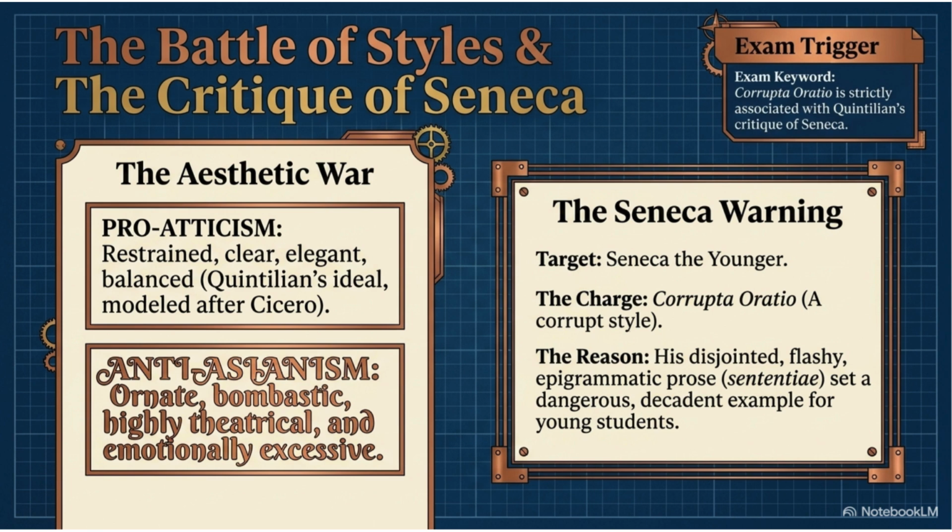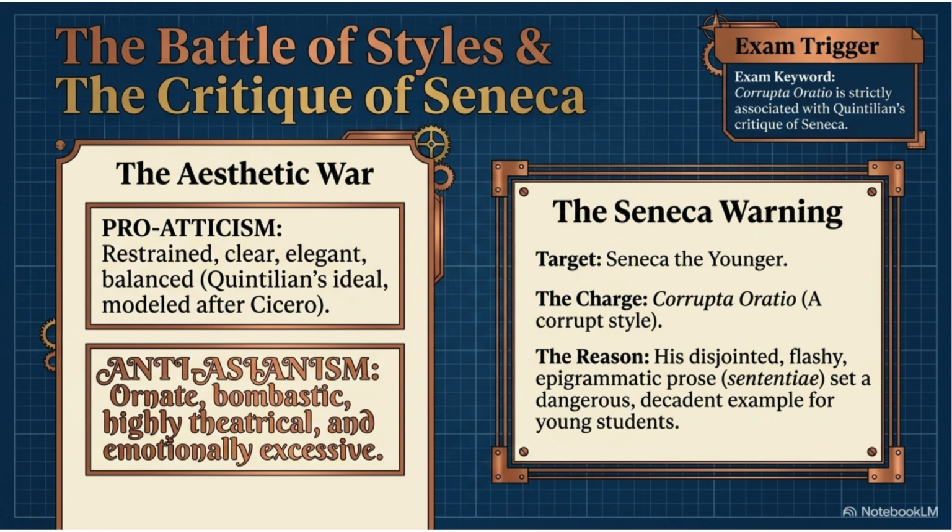This was Quintilian's favorite style. The word restrained means controlled. The speaker does not exaggerate. The language is disciplined. The word clear means easy to understand. The audience should never become confused. The word elegant means beautiful without becoming excessive. The word balanced means every sentence is carefully planned. Nothing is unnecessary. The slide also tells us that this style was modeled after Cicero.